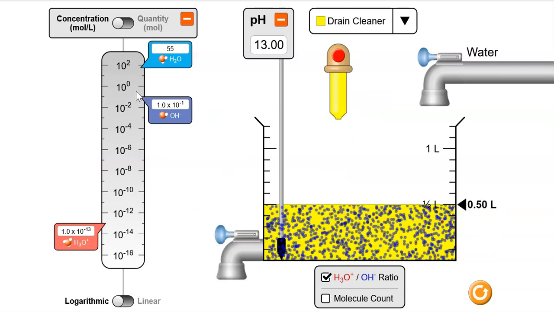It is 1 times 10 to the minus 1, so it is 0.1 moles per liter of hydroxide, and this is 1 times 10 to the minus 13th moles per liter, which is the same thing as 0.0, and there would be 12 zeros and then the 1 at the very end. So this is an extremely small number. And again, this will become important to use scientific notation. So if you're still struggling with scientific notation, you'll want to take a look at that.